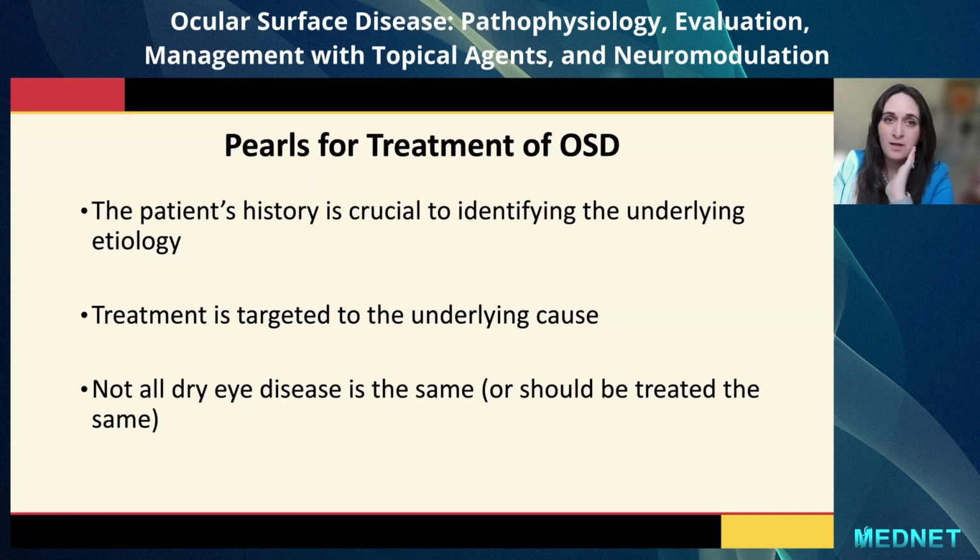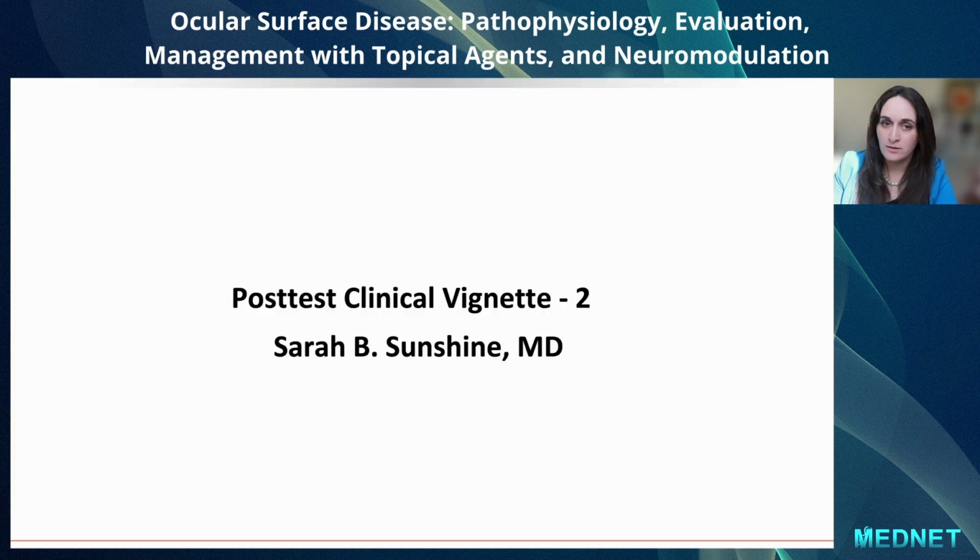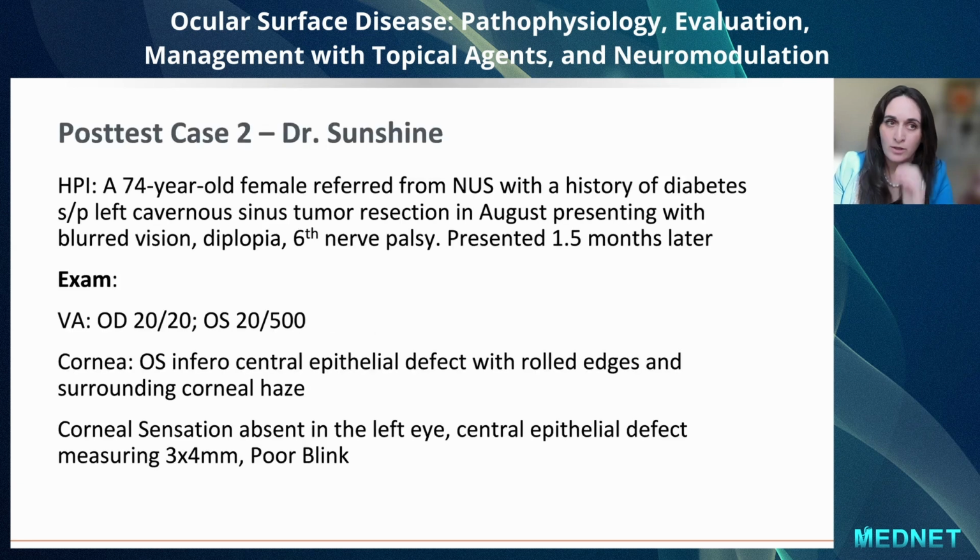So again, my pearls for treatment of ocular surface disease: you want to think about the patient's history and identify the underlying etiology. Treatment is targeted to the underlying cause, and not all dry eye disease is the same and shouldn't be treated the same.